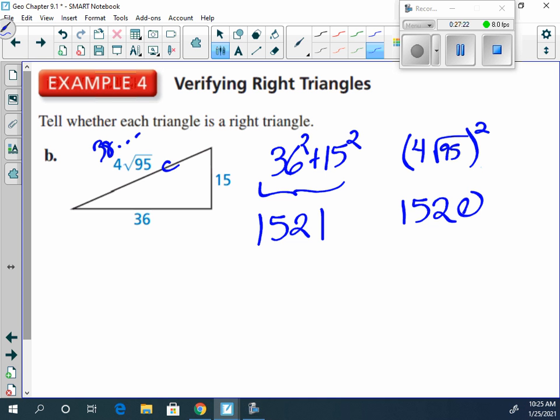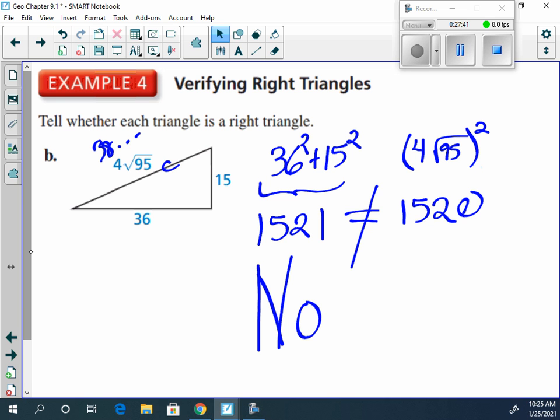So are these equal? Are these equal to each other? Well, no. One's 1,521, the other is 1,520. So since they're not equal, is this a right triangle? No. For this to be a right triangle, these two have to be equal.